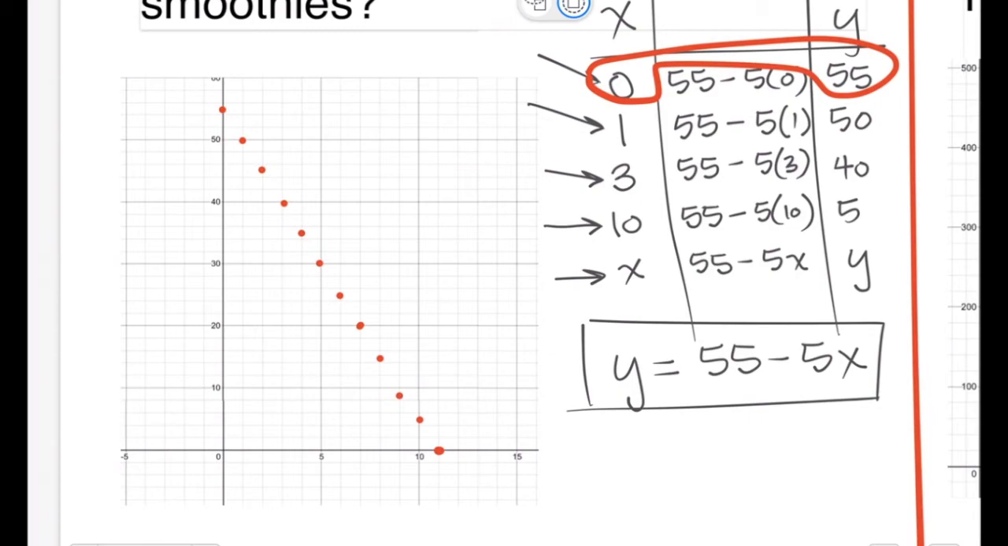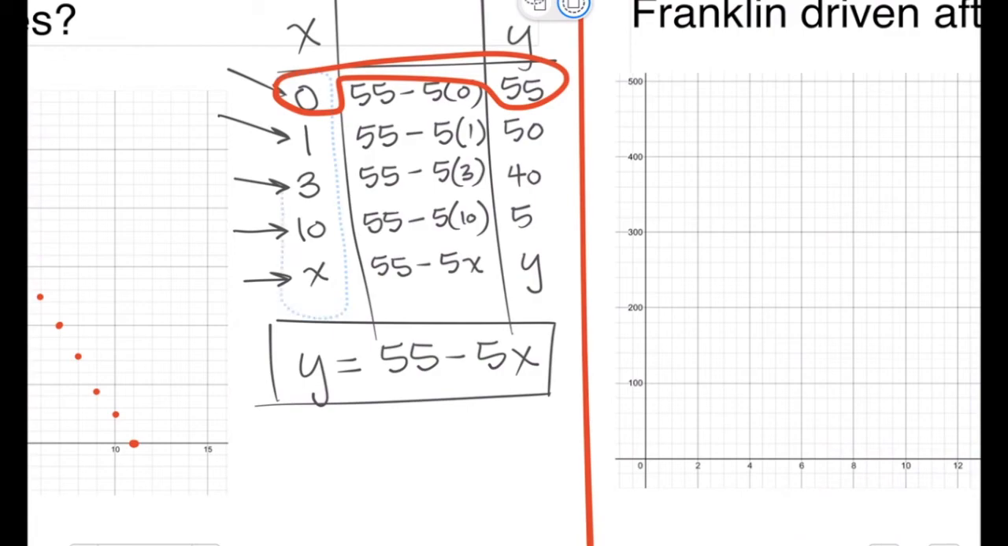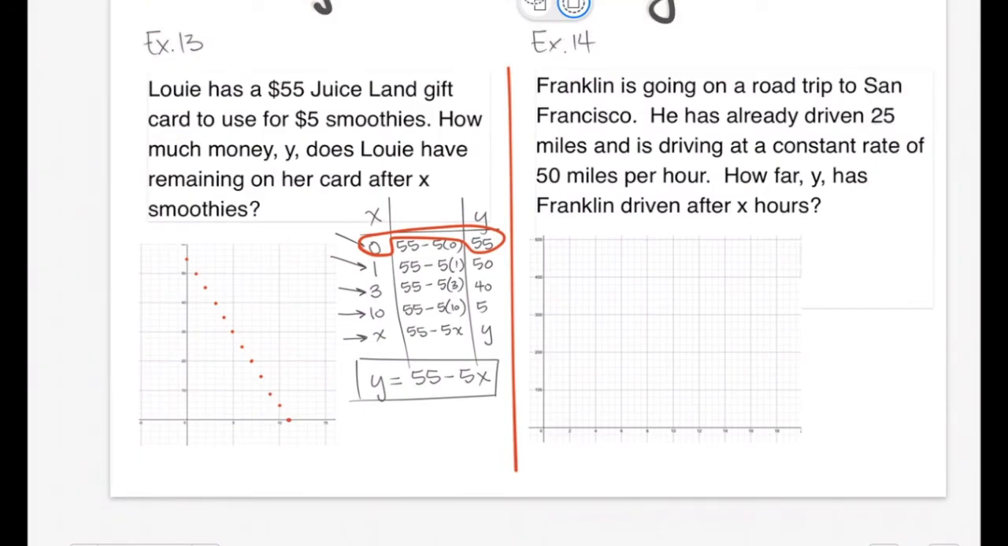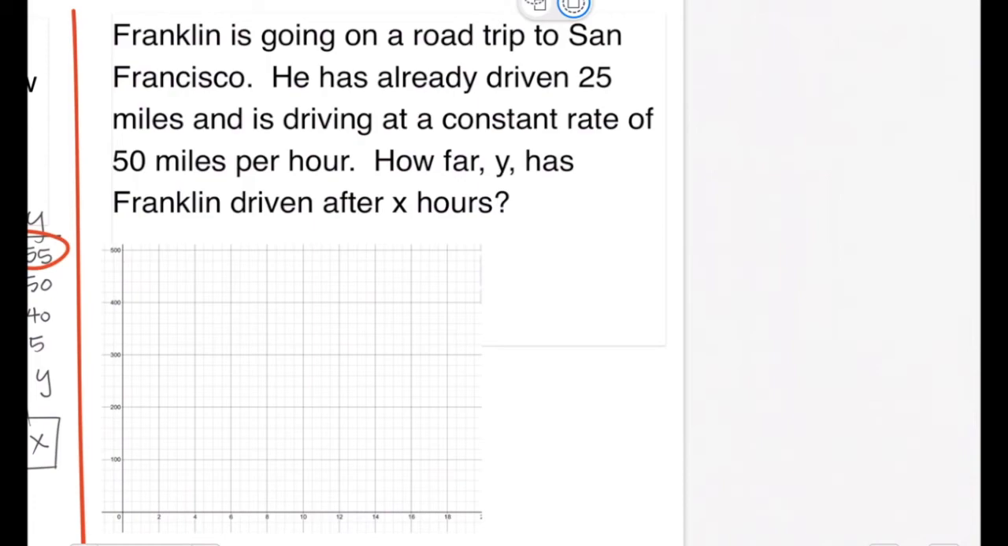You could say from the graph that a vertical line drawn anywhere on the graph will only pass 1 point and 1 point only. Or you could say from the table that if you plugged in every possible x value in this first column, there would not be any repeating x's. So it's a function. Okay, let's do that next one. We're going to continue practicing writing function rules from practical scenarios and then graphing those.